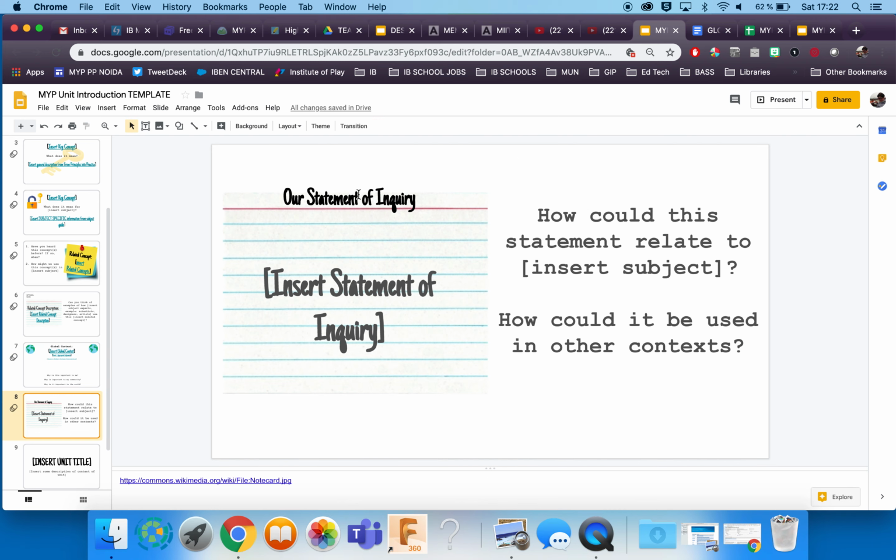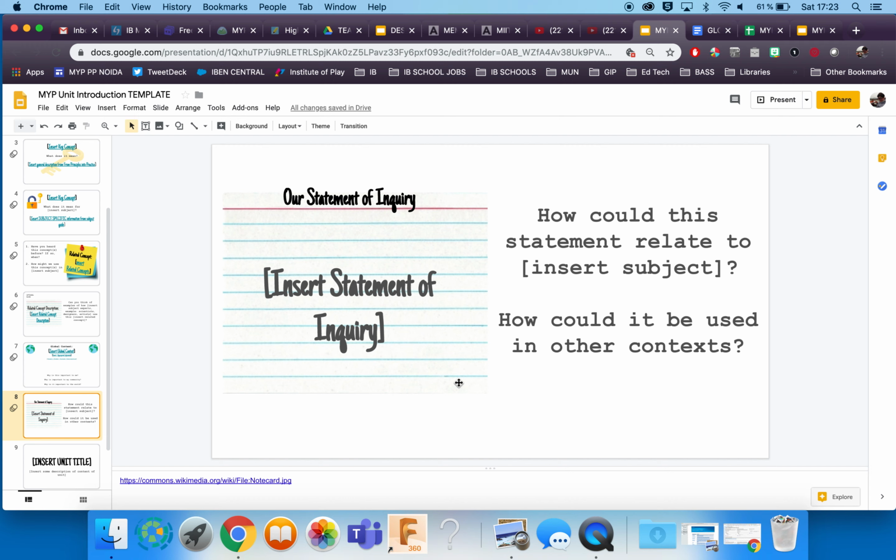Next thing is I finally introduced the statement of inquiry. A statement of inquiry obviously includes key, related, and global concepts and global context, though not necessarily done as a fridge magnet exercise. They could be alluded to. Then it says, how could this statement relate to design or designers? How could it be used in other contexts? Remember that your statement of inquiry is supposed to be something transferable. It's supposed to be something that's not subject specific or time specific or place specific. It's supposed to be this kind of big picture thing.